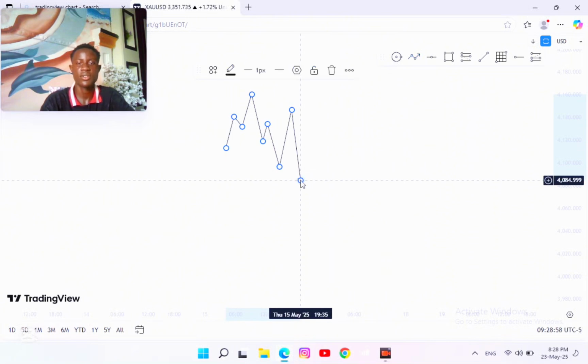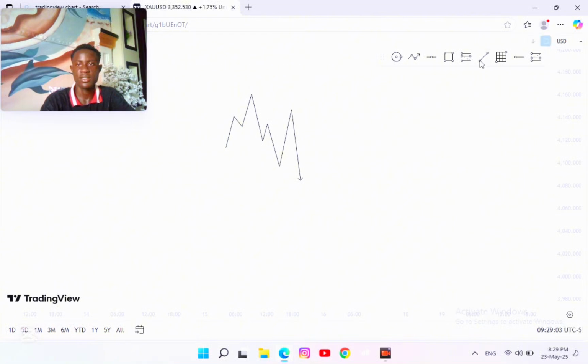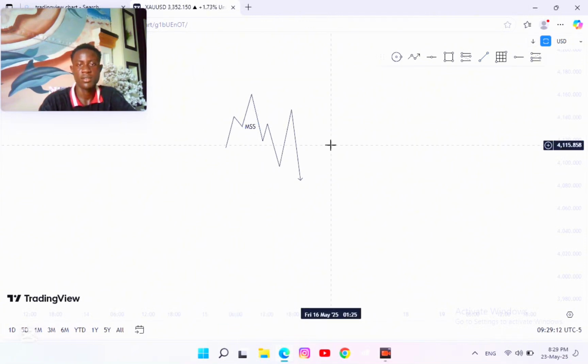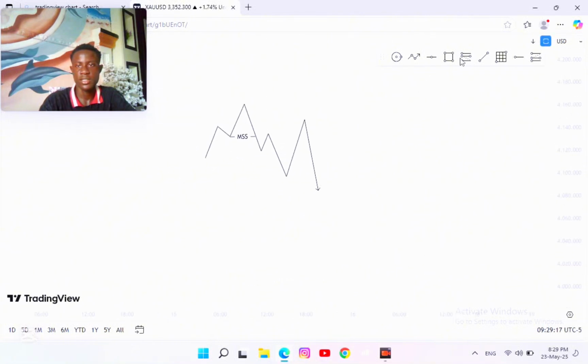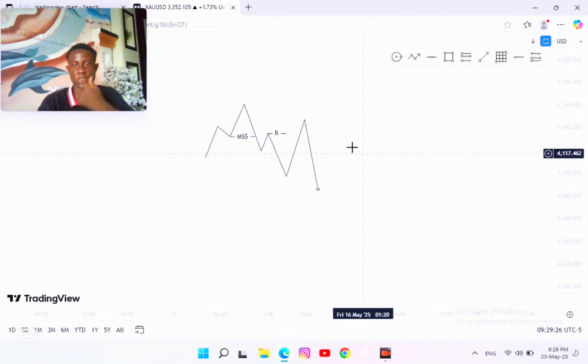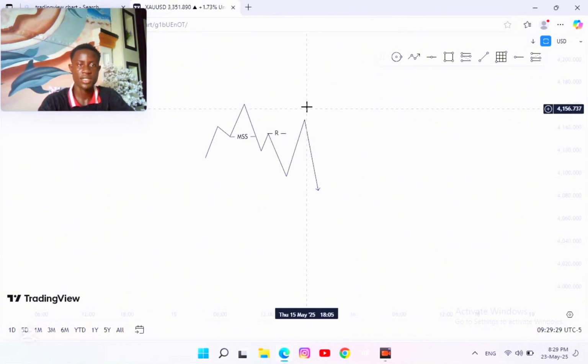So this is for a reversal. Price breaks structure like this, so this is a market structure shift. I shifted structure at this level, then gave a retest. After giving the retest, which is R, price came to my areas of interest, then dropped. This is simply how my setup looks.